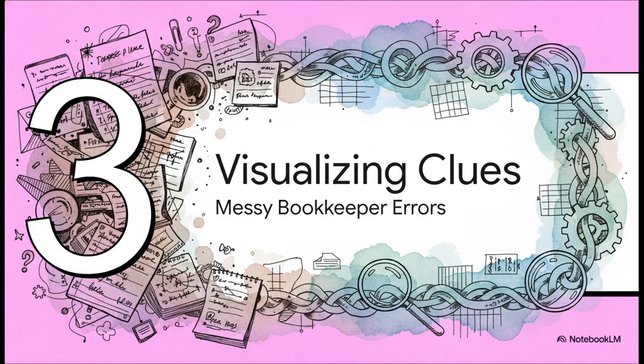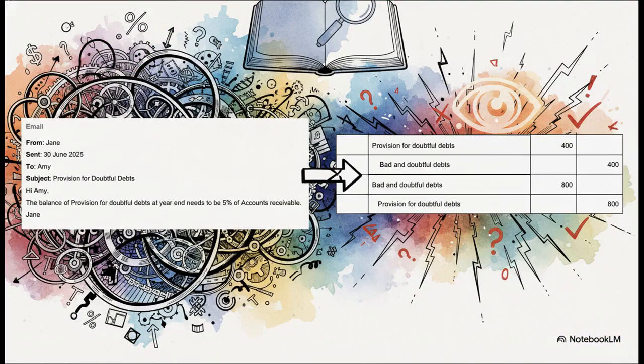Moving on to Section 3, Visualizing Clues, Messy Bookkeeper Errors. Let's move to some actual evidence and see what these unstructured clues look like out in the wild. Okay, this brilliantly illustrates the chaos you're going to face. On the left, we've got Jane's raw email instructing that the provision for doubtful debts needs to be 5% of accounts receivable.